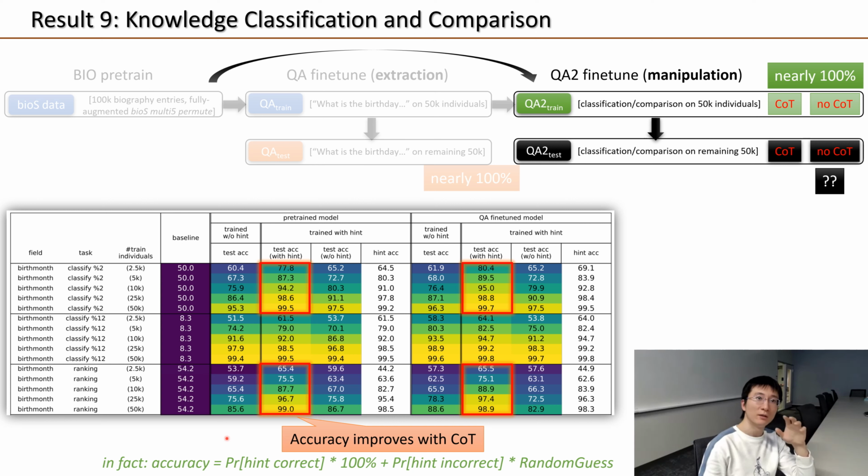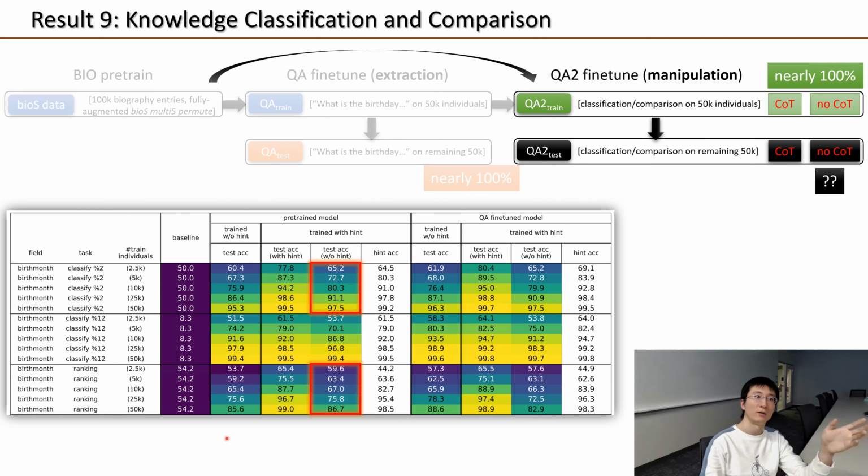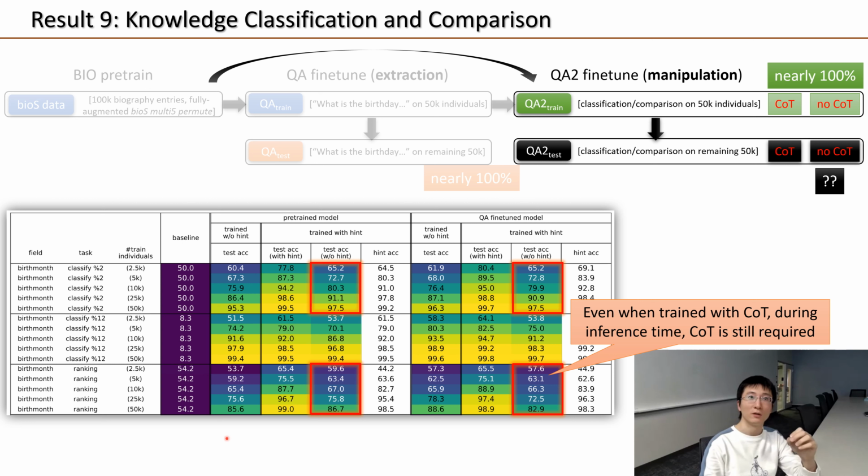But the next observation is what really surprises me the most. Namely, during inference time, if you do not do chain of thought, then the accuracy is still pretty bad. As bad as if you never had chain of thought in the training. So let me say this again. During the fine-tuning process, you can add chain of thought, right? But during the testing phase, you can check if the model has actually used the chain of thought data to improve its performance on the non-chain of thought data.